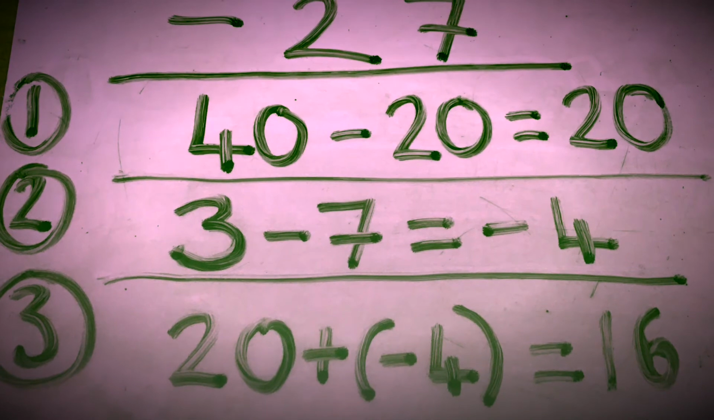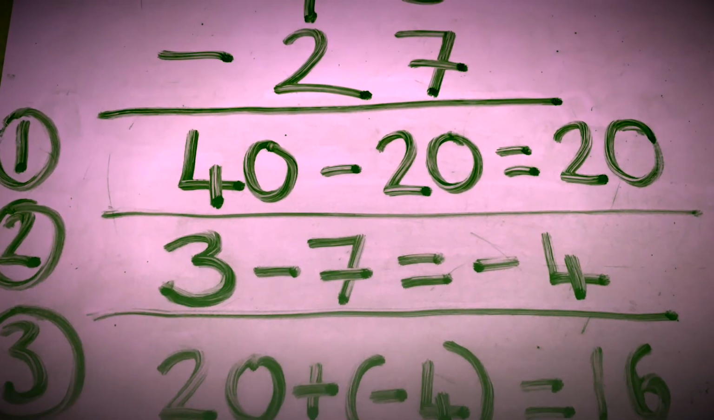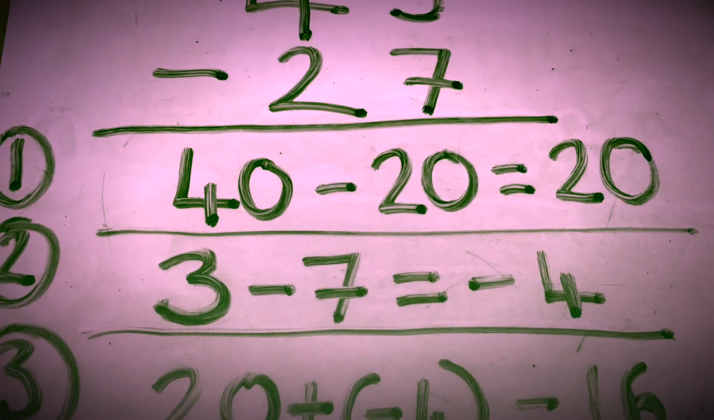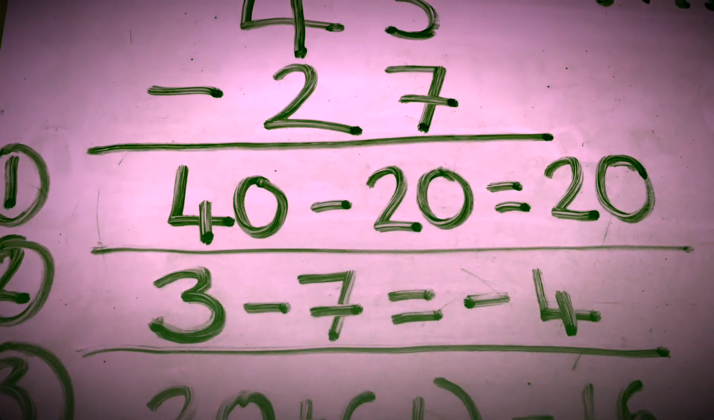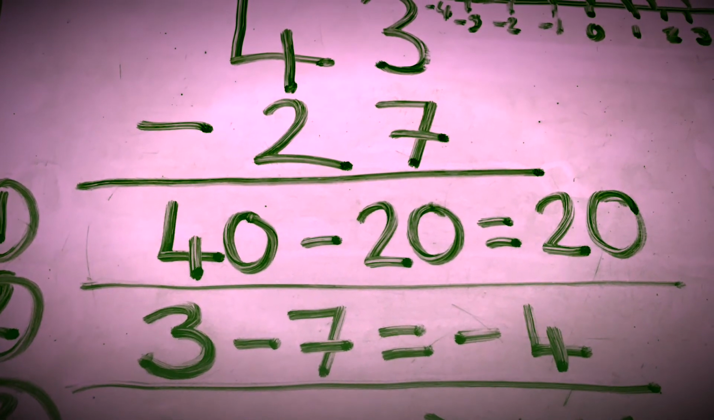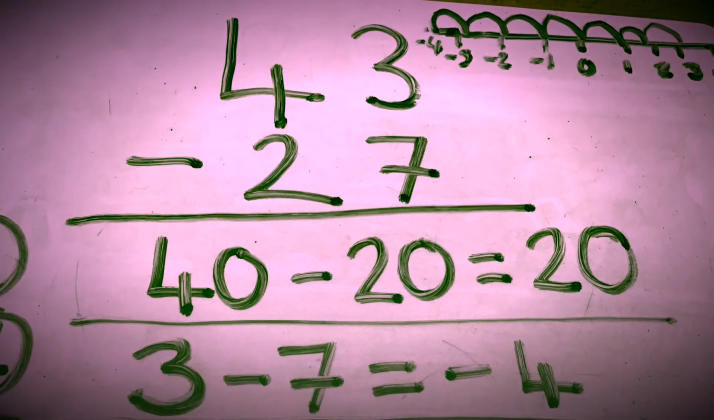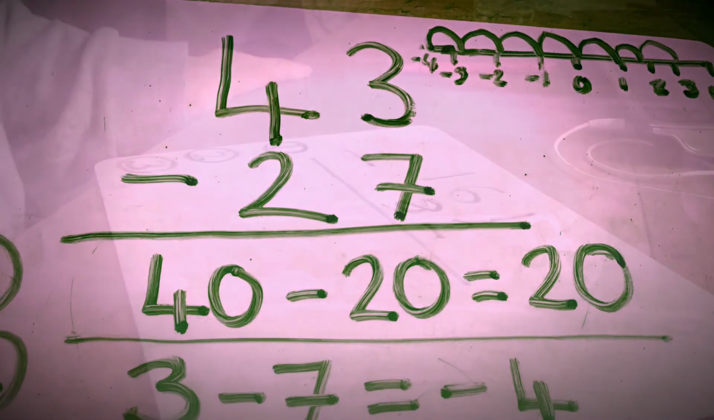So 20 add -4 is 16. We would have gotten the same answer if we'd done -4 add 20, which gets us 16. So do whatever way round works best for you and how you understand it. I'll show you another one.